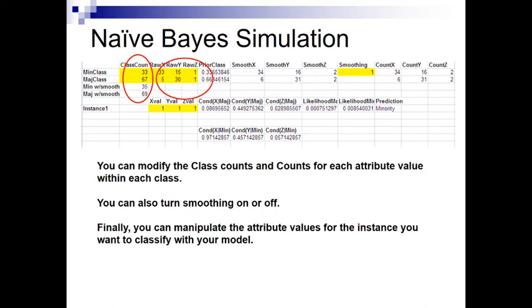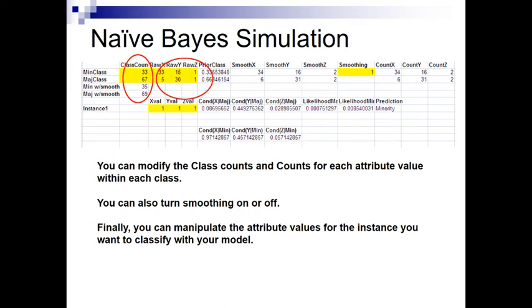We're going to talk about smoothing, what it means and why we do it, just after this, but I just want you to see you can turn that on or off. And then you get to decide instance 1 has an X val, a Y val, and a Z val. That's the final place where you have yellows. You can fill that in with the feature values of an instance that you want to classify.